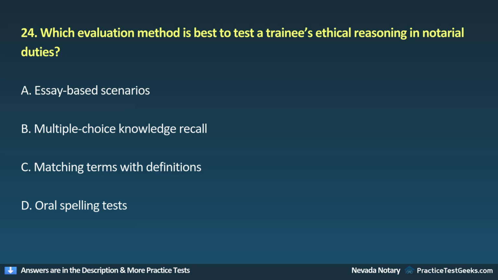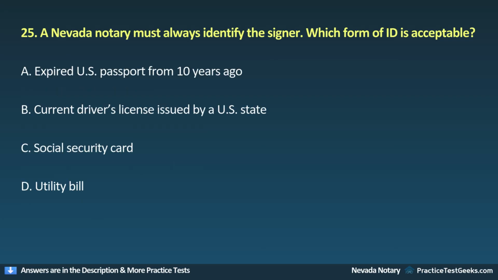24. Which evaluation method is best to test a trainee's ethical reasoning in notarial duties? A. Essay-based scenarios. B. Multiple-choice knowledge recall. C. Matching terms with definitions. D. Oral spelling tests.